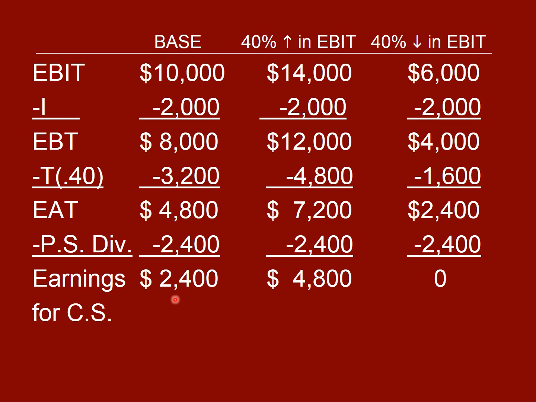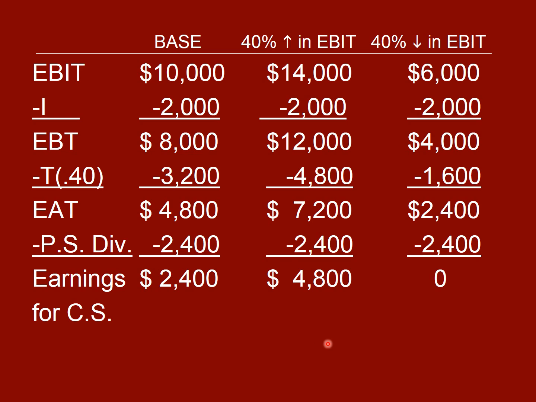And if you remember in the problem, it says we have 1,000 shares outstanding. So if we take 2,400 and divide by 1,000 shares, we have earnings per share of $2,400. I'm sorry, we have earnings per share of $2.40. Here we would have earnings per share of $4.80. It doesn't have room on the slide to put it here, so I'll show that to you in the next slide.